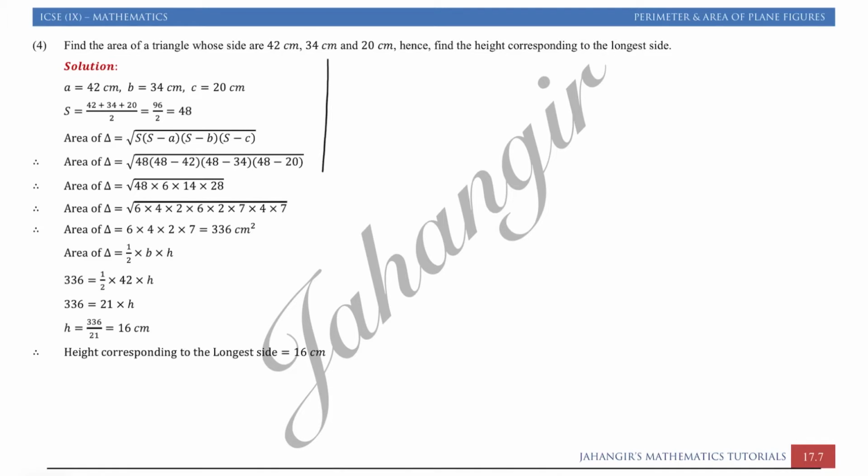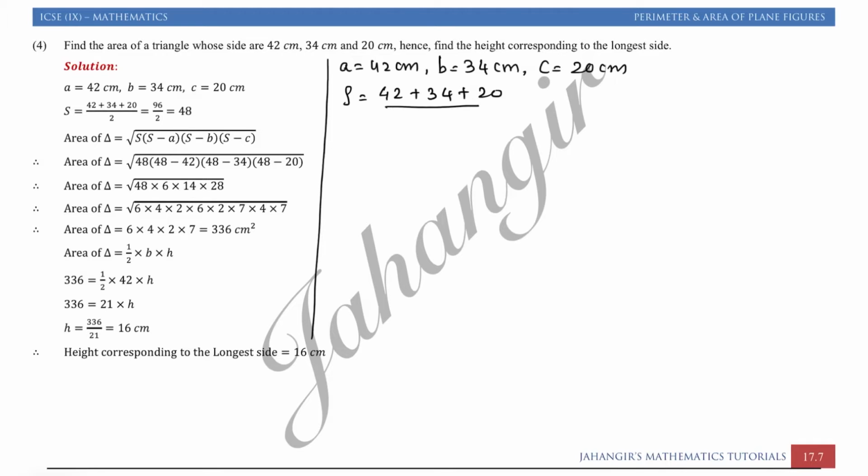Question 4, almost the same type of question. We have to find the area of a triangle whose three sides are given. So we can say A is equal to 42 centimeter, B is equal to 34 centimeter, C is equal to 20 centimeter. So first we will find the semi-perimeter, that is A plus B plus C, 42 plus 34 plus 20 divided by 2. Add all of them, 96 by 2, that is 48 centimeter.